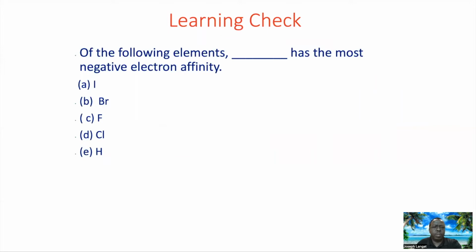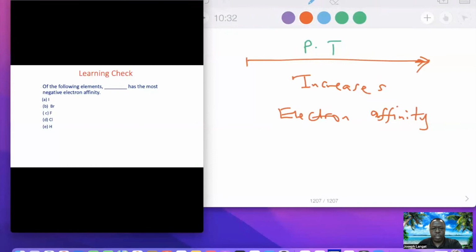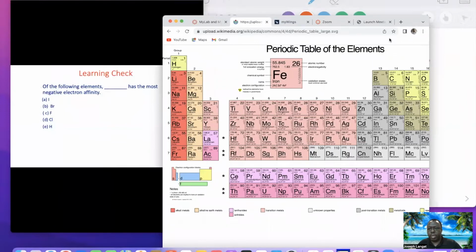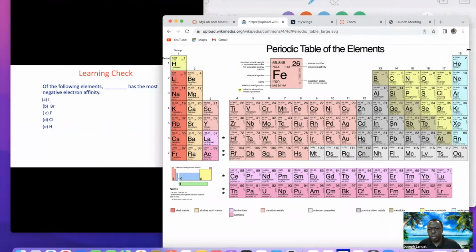on an exam or quiz: of the following elements, which has the most negative electron affinity? Iodine, and so on. If this is an exam, you are given the periodic table, you look at the periodic table here. Iodine is right here. Remember the trend increases as you go across. Iodine, bromine is up here, fluorine is up here, chlorine down here, hydrogen has the most electron affinity.